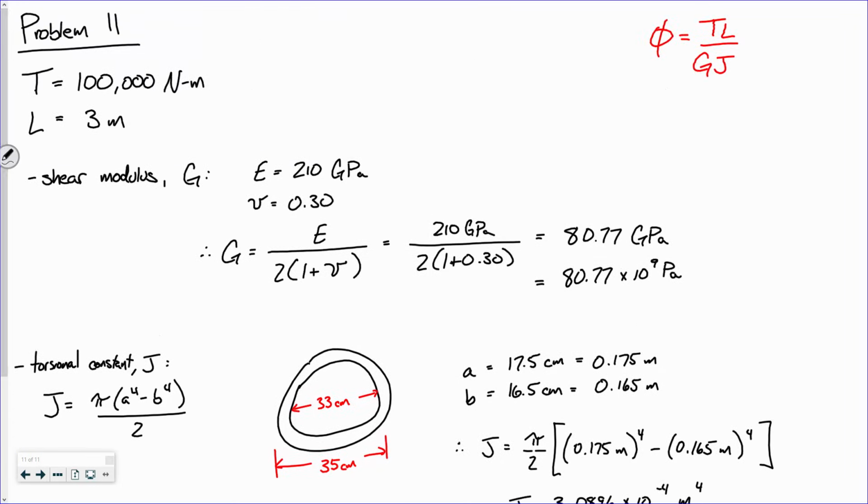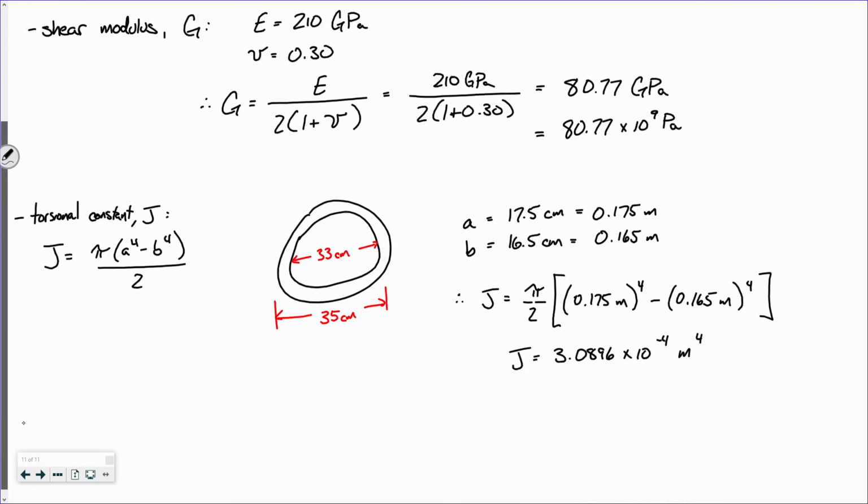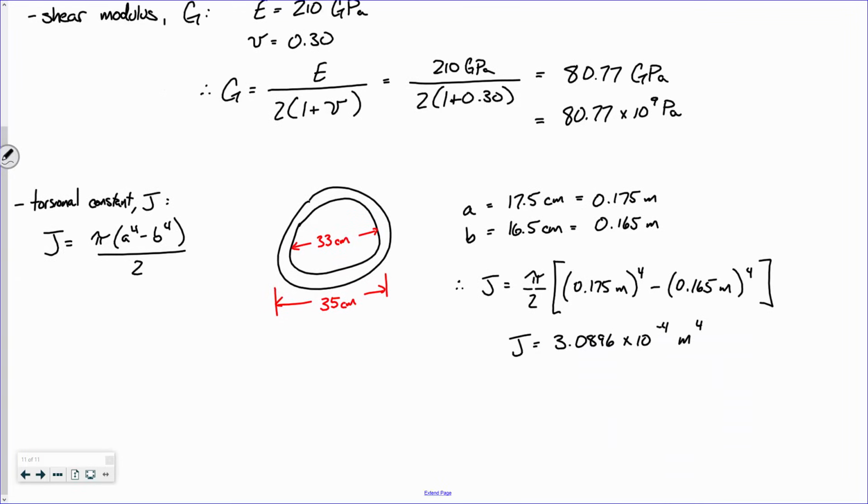So here's the formula. Our angle of twist is TL over GJ. We've got T and L, we're given. There's G, there's J. Plug and chug. That's 10 to the 9th.